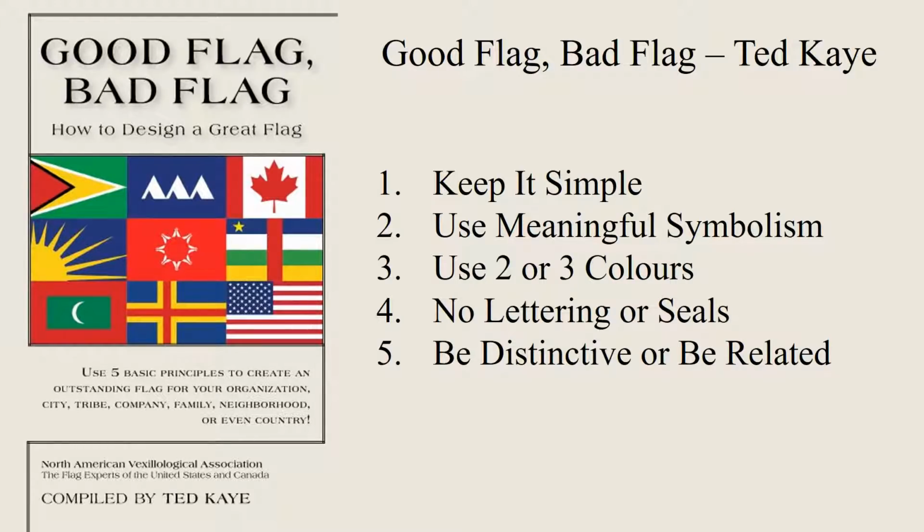Ted Kaye is an expert on flags. He wrote a handbook about how to make a good flag called Good Flag, Bad Flag. In his book, he talks about 5 rules you should follow to make a good flag. Rule number 1 is keep it simple. Number 2, use meaningful symbolism. Number 3, use 2 or 3 colors. Number 4, no lettering and no seals. Number 5, be distinctive, unique, or be related. In this video, we will look at just the first 3 rules.